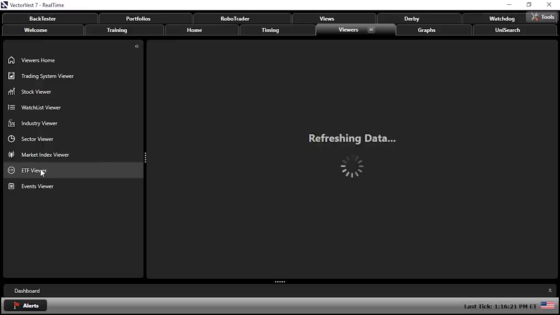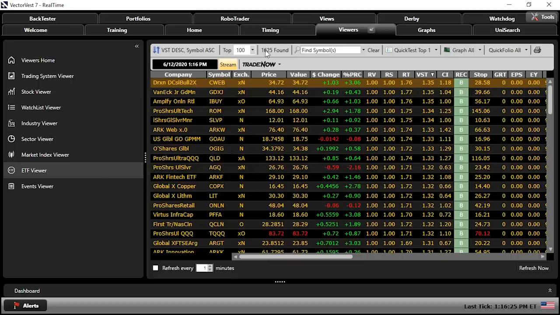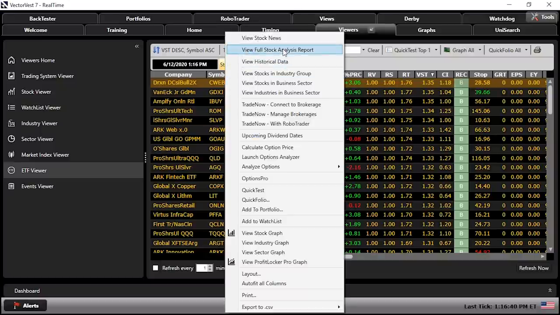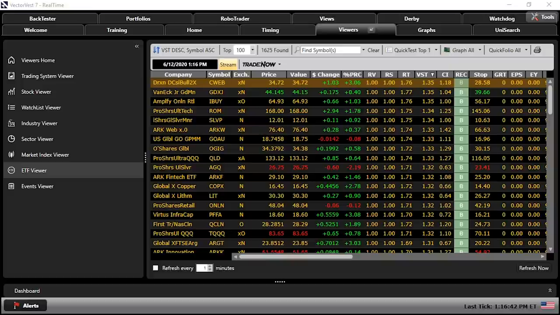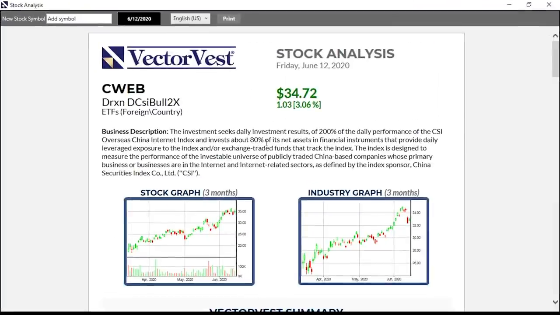Now, when you open it up, it shows all of the ETFs that we track, and currently we track 1,625 ETFs. But notice them, some of them are bullish, some of them are bearish, it all depends. And in order to know which ones are bullish or bearish, you know what you need to do? You need to right click on one, like this one right here, view stock analysis report, and look in the description, it will tell you what it does.